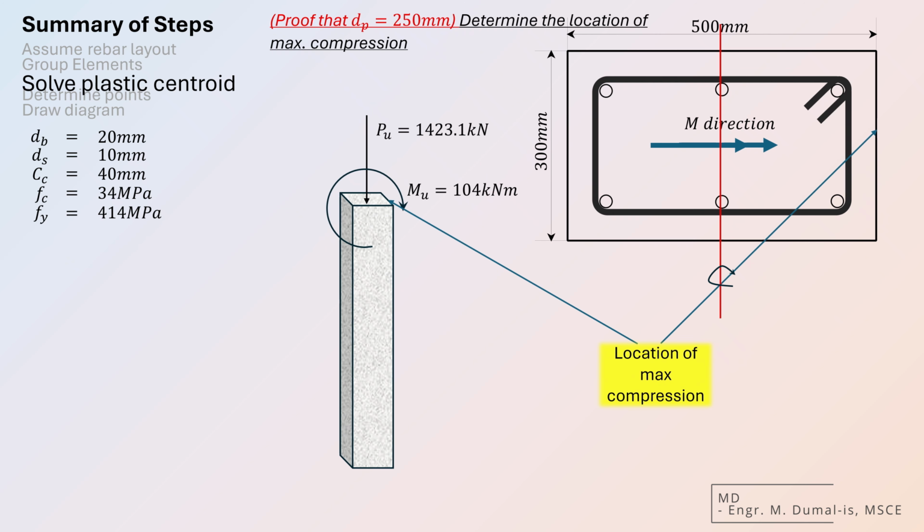But let's not just assume. Let's prove that the plastic centroid is indeed at 250 mm. We'll start by identifying the location of the maximum compression fiber. This is the edge of the section that's most compressed by the moment.